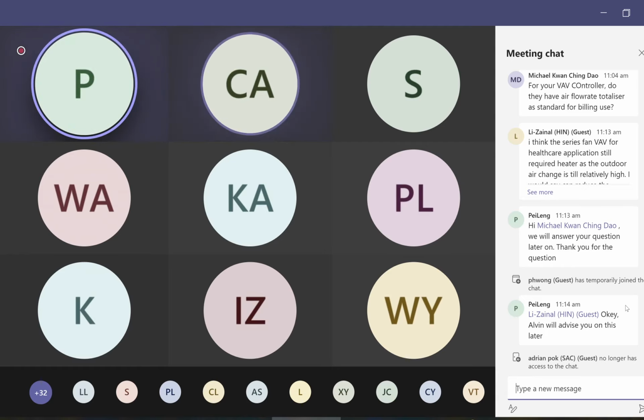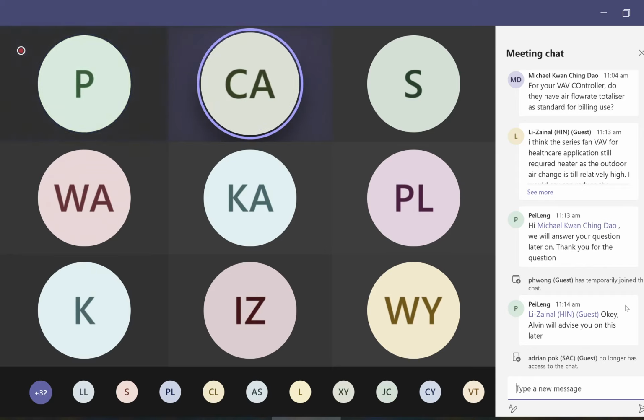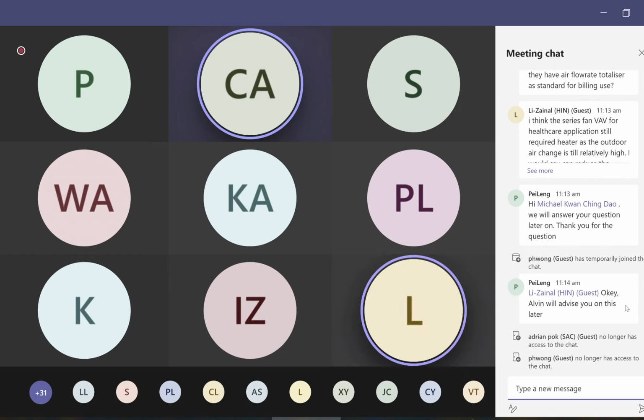Yes, there's a comment that says that maybe a heater is still required. I suppose so. It depends on the design of the sizing of the AHUs and how many zones are using the series fan VAV. I think before that, still have another question, for the off-coil temperature set point.